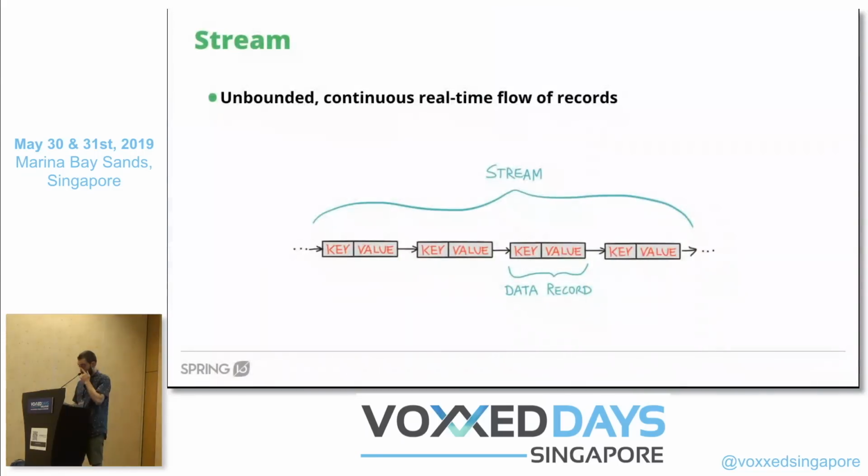Actually, we're going to do some stream processing. A stream is basically this unbounded and continuous real-time flow of records. And here, the word unbounded is really important. That means that it's endless. We don't have an end. So when we do stream processing, we're processing records as they come, one at a time. We're not waiting until the end. We're getting messages all the time, these key value pairs.